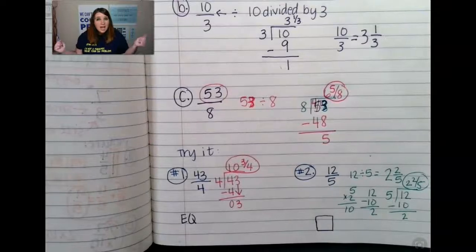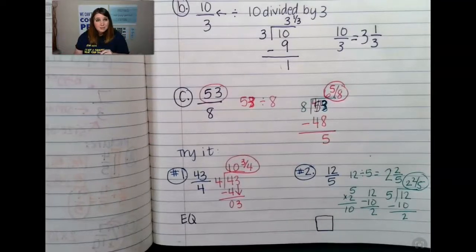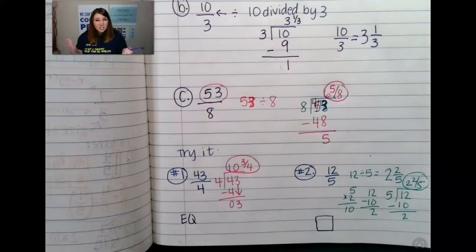1, I don't get it. So I'm going to go to the Google Meet and I am going to ask for some help. 2, I'm doing okay. I get that it's just division. And I'm going to work on my division facts because division is sometimes hard for me and I need some more practice with that. 3, I totally understand this. I'm just going to keep practicing and I'm ready for my practice work.